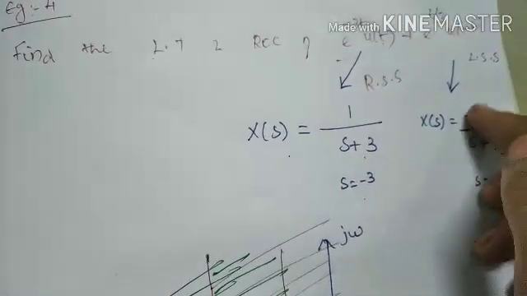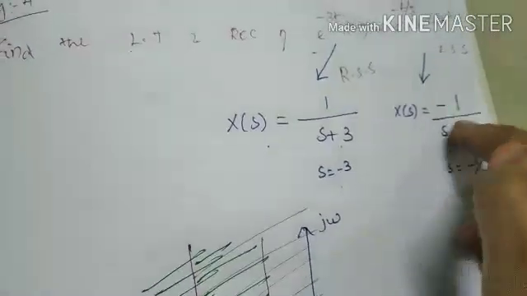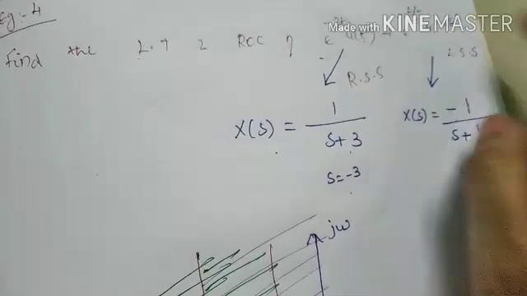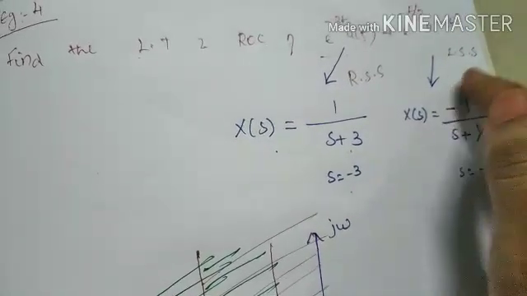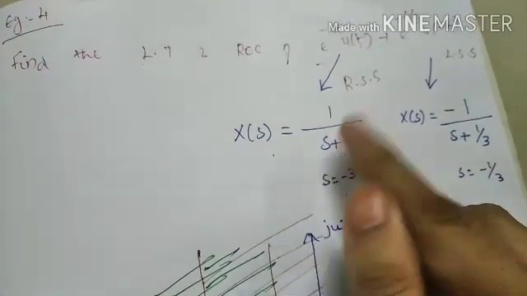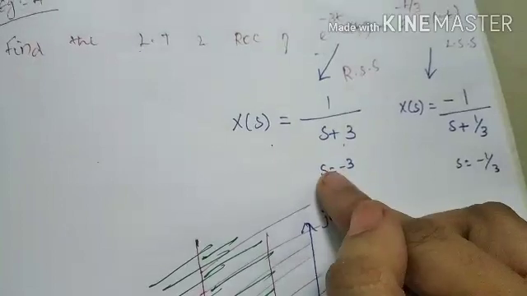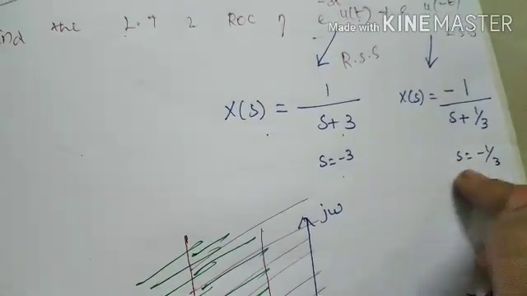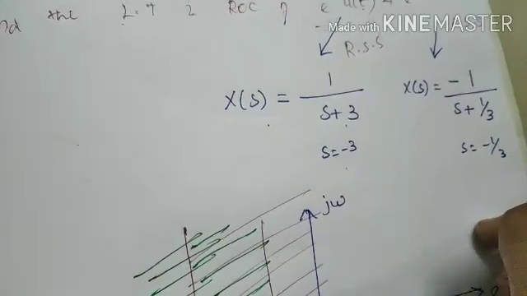For this one, 1 by s plus 1 by 3. But see here we are having a negative sign, so a minus symbol over here. So we are going to find the poles. The pole for this expression is s is equal to minus 3. The pole for this signal is s is equal to minus 1 by 3.